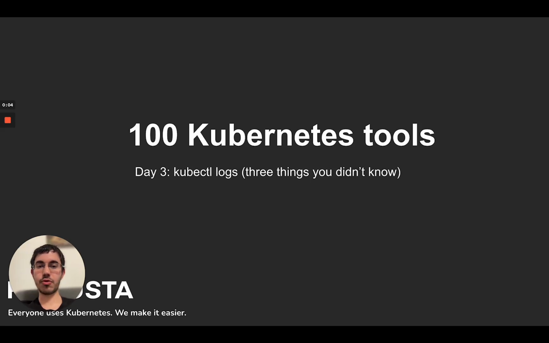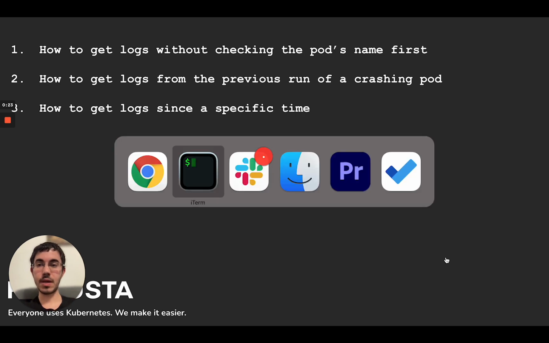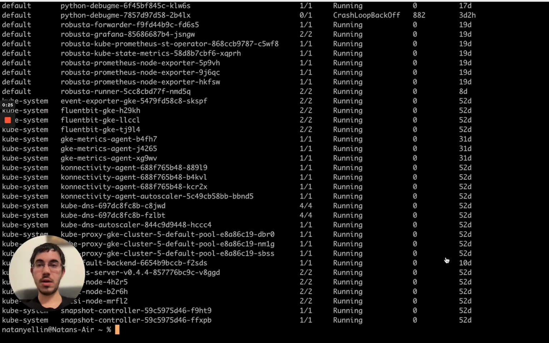Today we're looking at 3 things that you didn't know you could do with kubectl logs. Of course you might know them, so I'll let you judge for yourself. The first is how to get logs without checking a pod's name first. The second is how to get logs from the previous run of a crashing pod. And the third is how you can get all the logs since a specific time. So let's jump right into it.